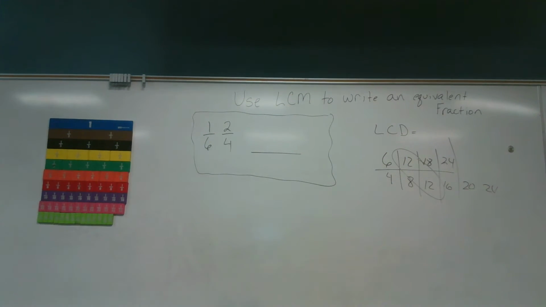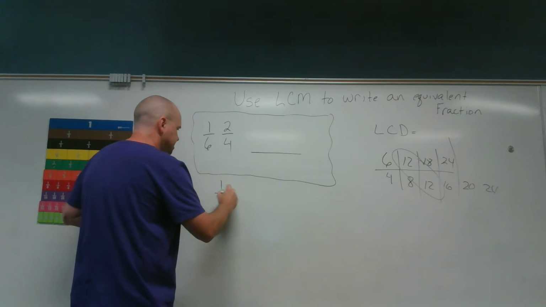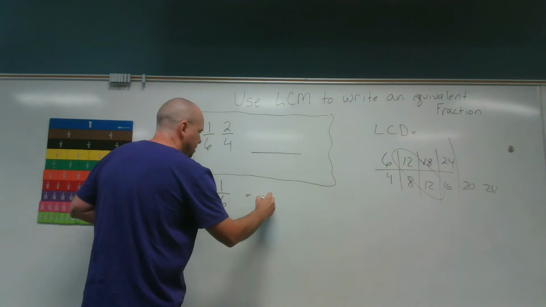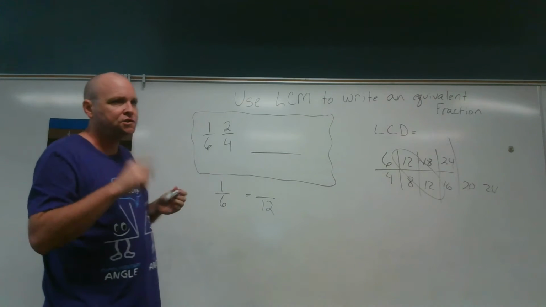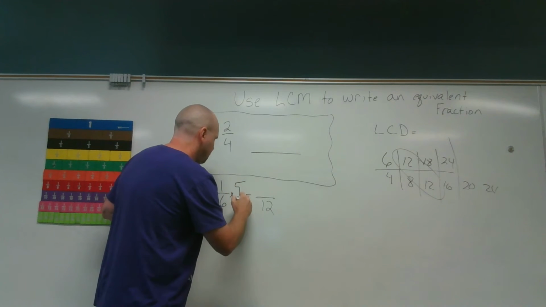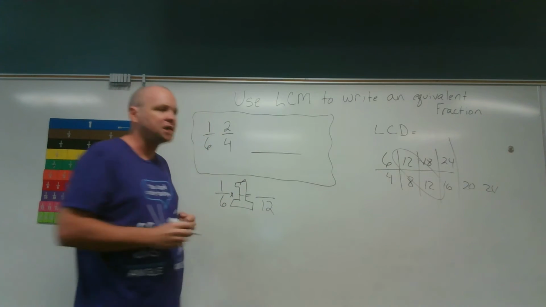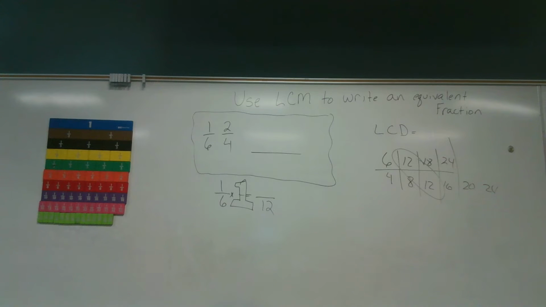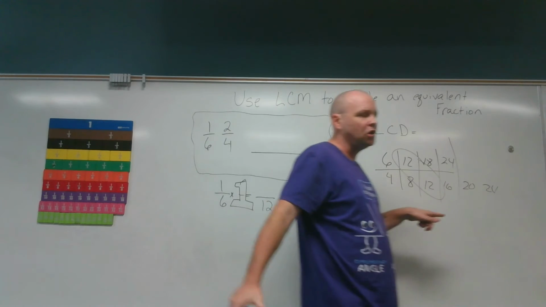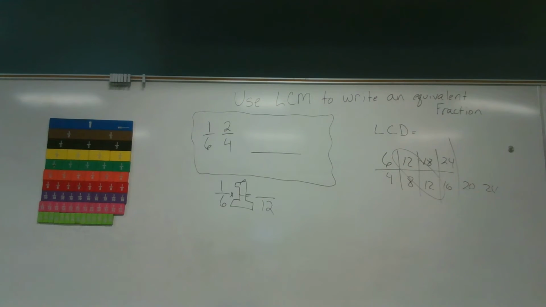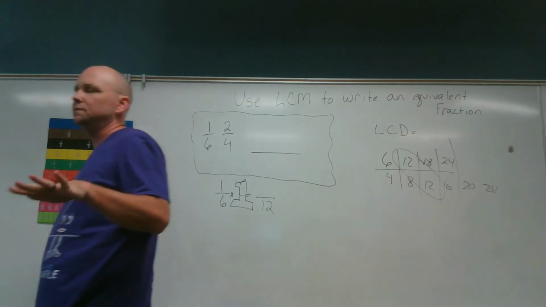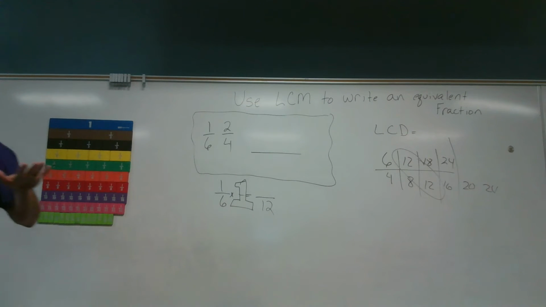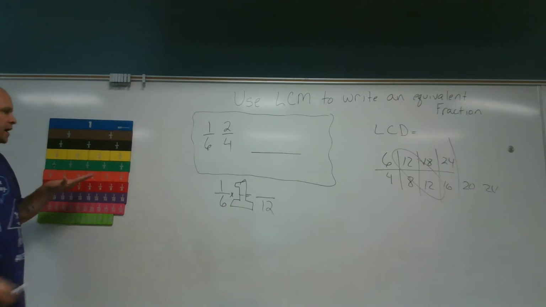So then, I need to change 1/6 into a fraction that's over 12 without changing the value. And yesterday we talked about if I multiply this fraction by a fraction that equals 1, I'm not going to change the value. I'm changing how it's written. So as long as I multiply that fraction by a fraction that equals 1, I'm not changing the value. I'm just changing the way it's written. It's the same value. It's the same amount. I have fraction pieces to prove it.